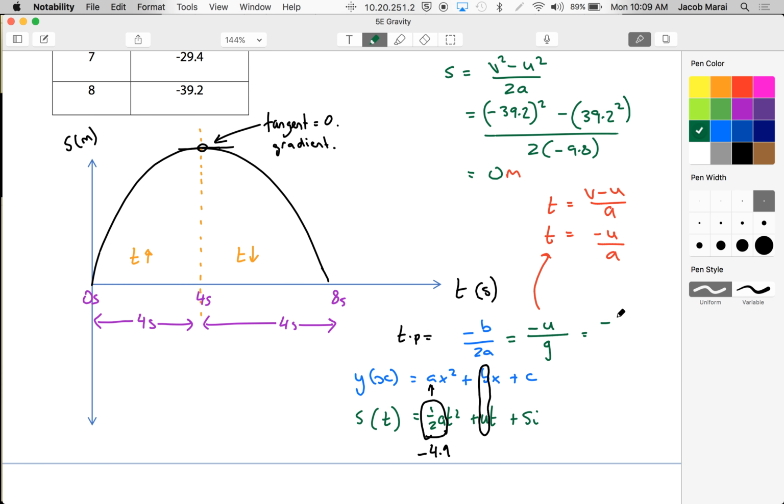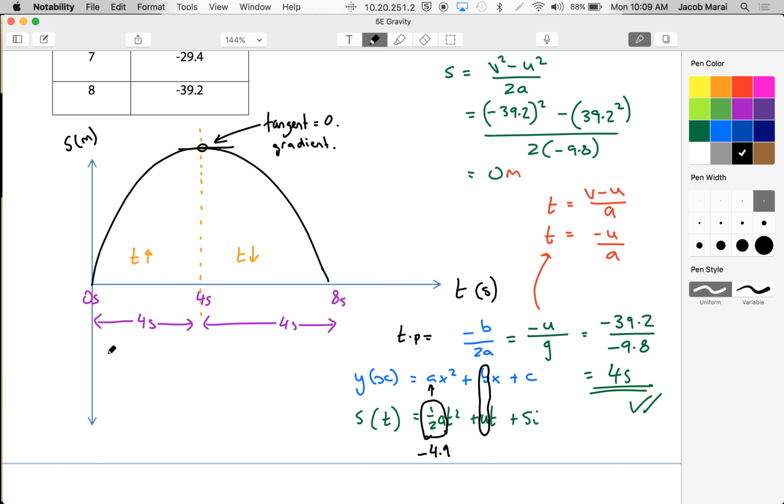Let's just quickly check. If I wrote negative 39.2 over 9.8, that's the velocity I threw it up with. Negative that over negative, we get 4 seconds. Oh, sorry, I should have added the minus there. We get 4 seconds, which agrees with everything I've been telling you.